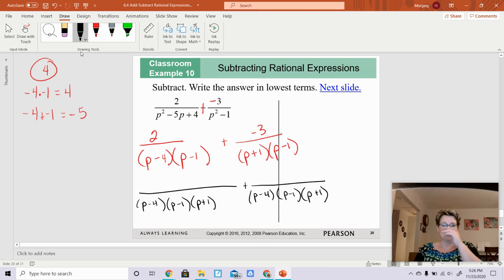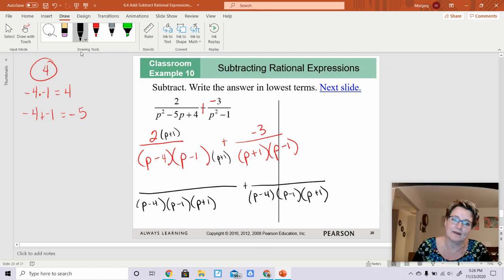All right. Now, what is missing from here that is down here? Well, it would be a p plus 1. Whatever you do here, you must do up here. 2 times p is 2p. 2 times 1 is 2. So that's done. Now here, what's missing? P minus 4. Whatever you do here, you must do up here. Distribute. That's negative 3p plus 12.